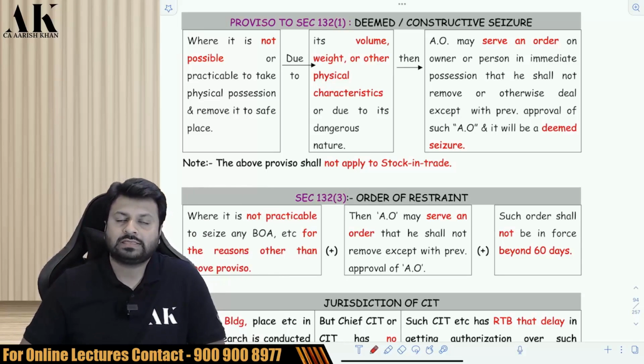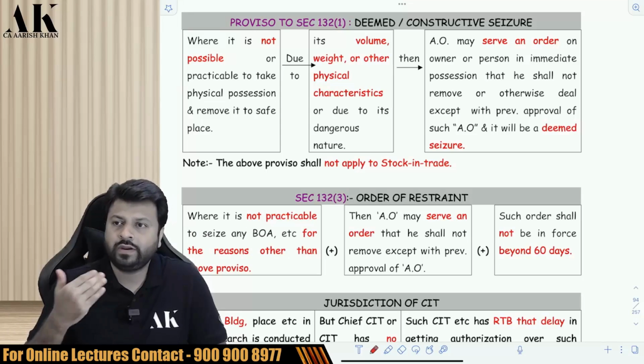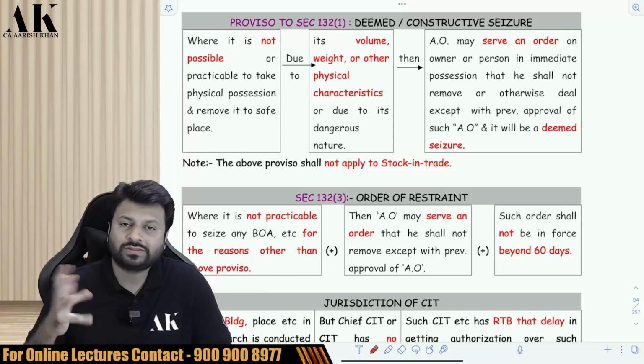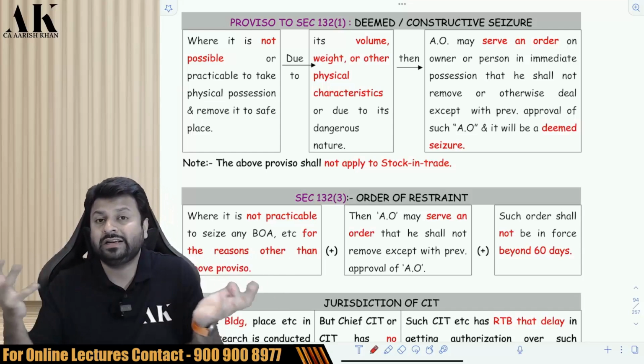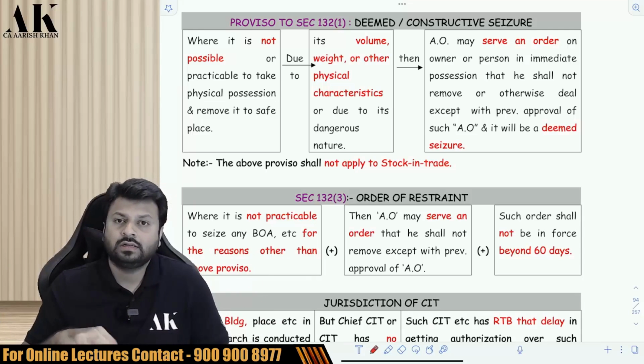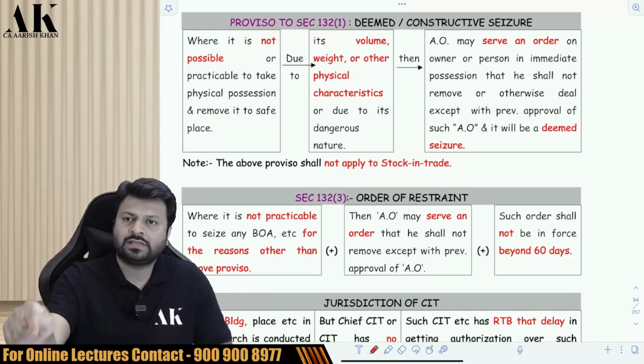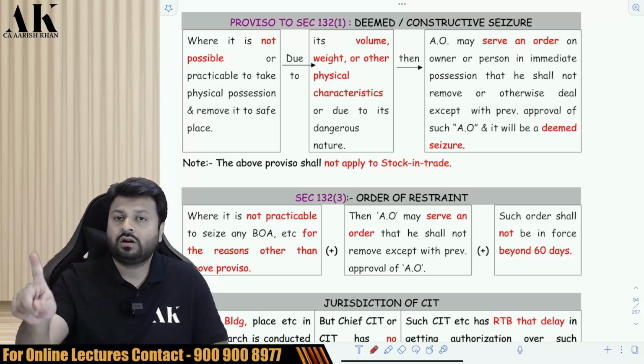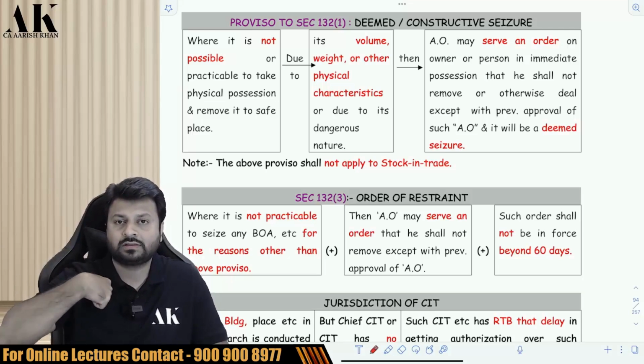Examples can be considered as what? You are going to seize a crane or a bulldozer, which is very voluminous. You are going to seize a chemical company, which is dangerous in physical characteristic. Therefore, you can tell the officer or the person who is in possession to take this order and that you are not allowed to use this or otherwise deal with it or sell it unless with the officer's permission.